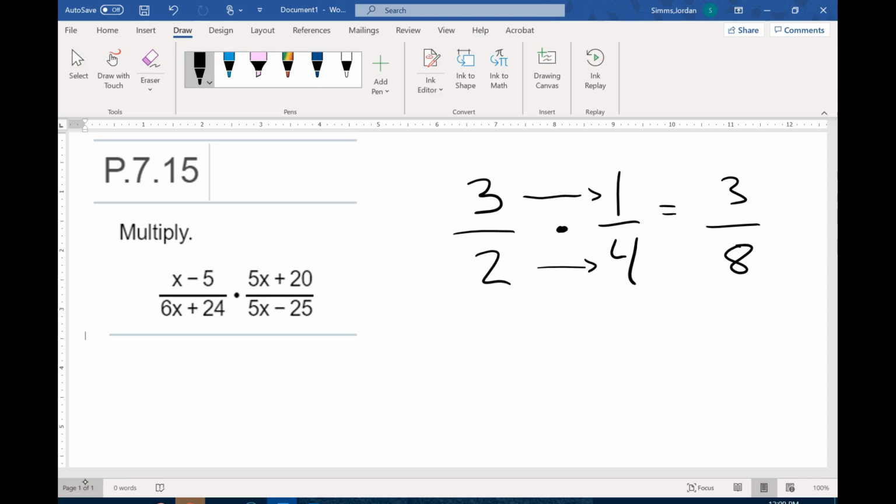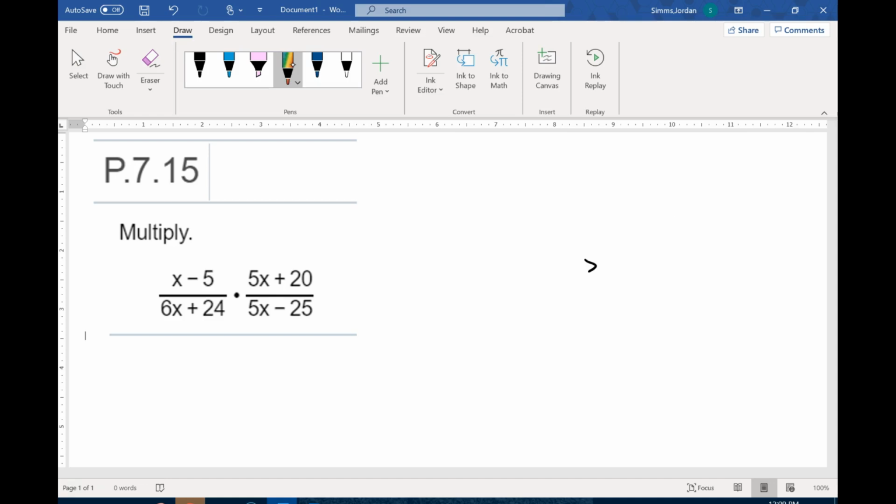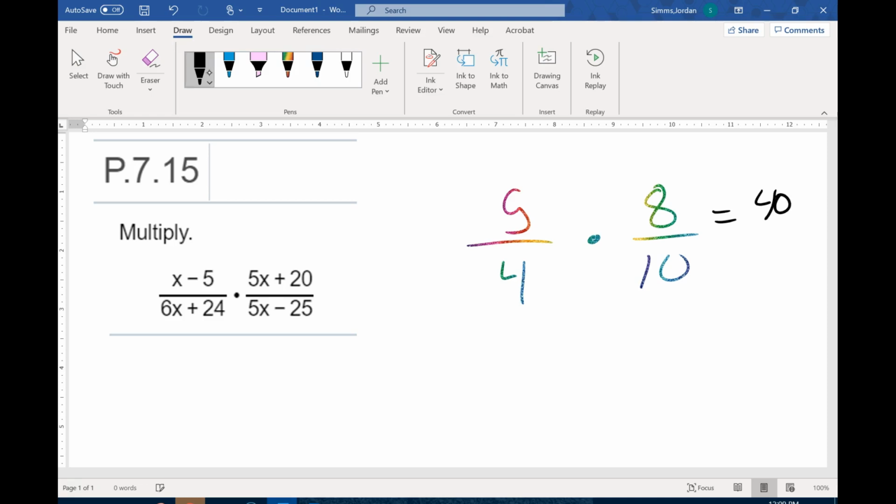But there's a bit of a shortcut, and the shortcut, let me come up with a better example, because this one actually came out to be in lowest terms. What if we did 5 fourths times, I don't know, 8 over 10, something like that, right? Well, there's another way. Yes, we could multiply. I could say that this is, 5 times 8 is 40 over 40, which equals 1. That's cool. We can still do that.